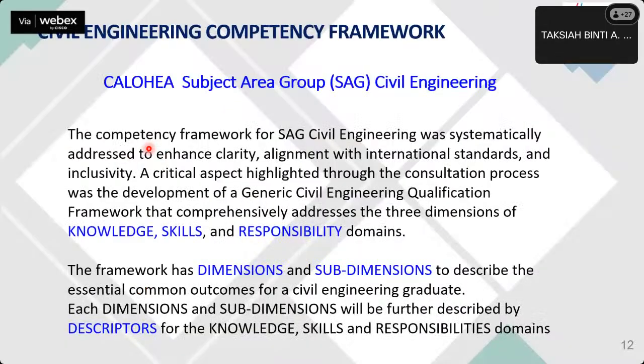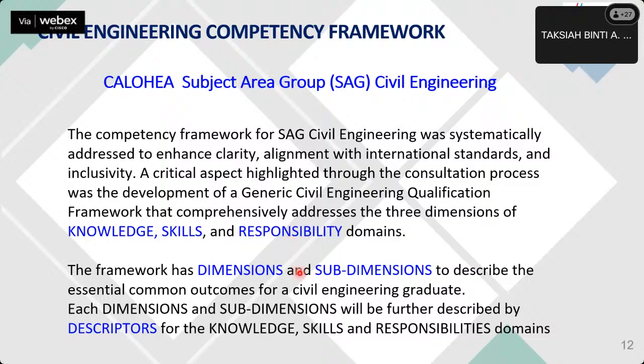For civil engineering, we have established this competency framework, where we developed a generic civil engineering qualification that addresses 3 dimensions. I keep on saying dimension; sub-dimension is referring to competency. We grouped it into big group dimensions. We call it knowledge, skill, and responsibility. I think everyone will agree with this because these are the main, very important competencies that all our graduates in civil engineering should have.